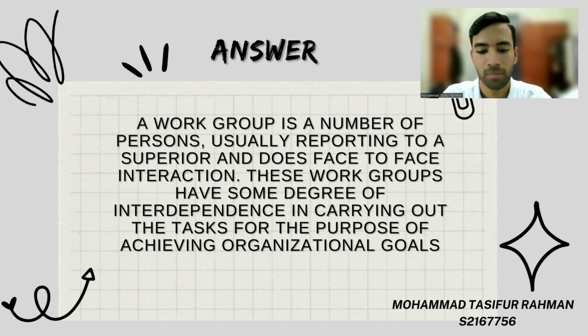A work group is a number of persons usually reporting to a superior and thus having face-to-face interaction. These work groups have some degree of interdependence in carrying out the task for the purpose of achieving organizational goals. A work team is a form of group but has higher commitment to common goals than ordinary groups. These work teams have a high degree of interaction and interdependence. A work team is also defined as a group of a small number of people with complementary skills who work for a common purpose, set of performance goals, and a common approach.